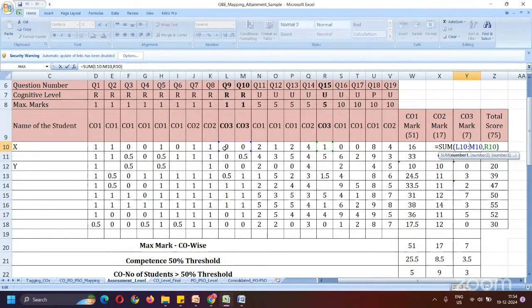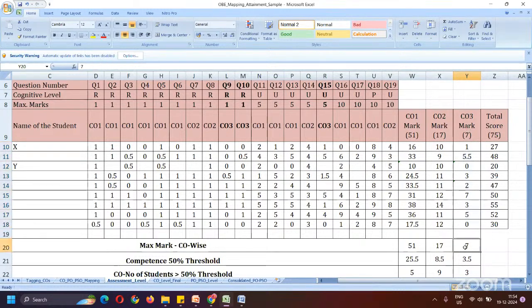What the students have got in those particular 3 questions, I have added here. This student X has scored only 1 mark out of 7. Student Y scored 0 marks. Likewise, I have calculated the CO level marks. So this is the marks achieved by the student for CO3.